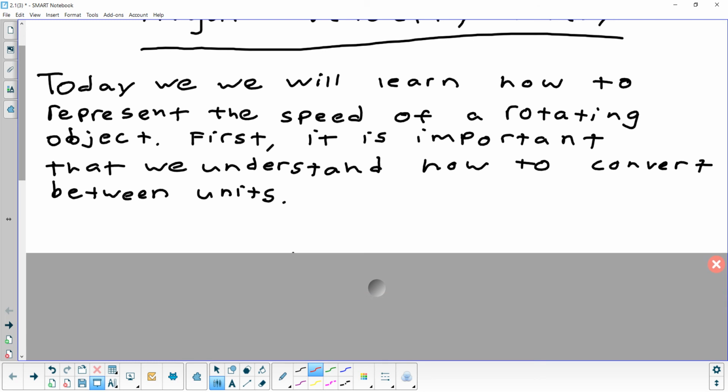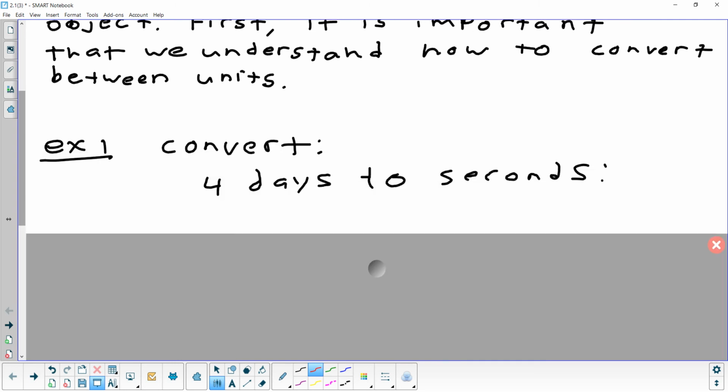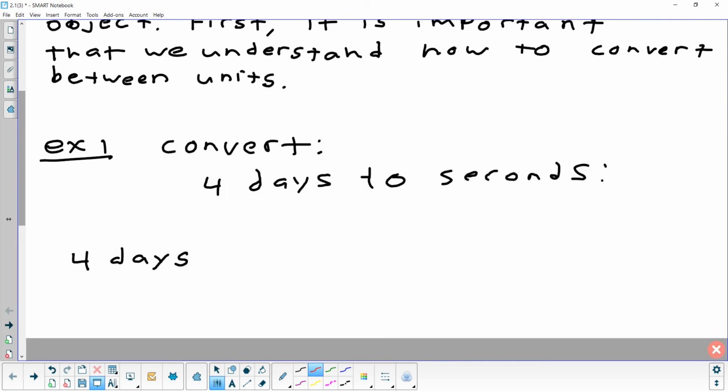And it's important to understand how you convert, not just degrees to radians, but how do we change minutes to days? How do we change years to seconds? So we're going to go through a couple of basic conversions to see the process. Then we're going to tie in some stuff with degrees, radians, and revolutions. But we'll start with some units that are probably more familiar to you. So let's just start with that. We're going to convert 4 days to seconds.